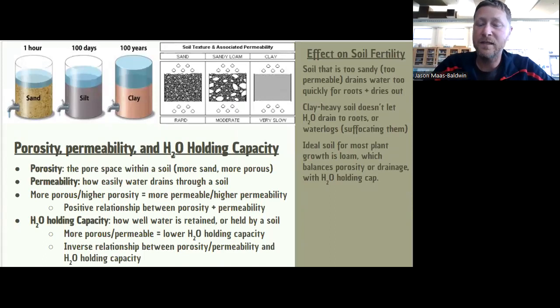Okay, so porosity again is the space within soil, and more sand equals more porous, and then permeability is how easily water drains through the soil. The highest water holding capacity, right? That is going to be clay, because clay has a higher capacity to hold water. But anyways, the highest water holding capacity is clay.